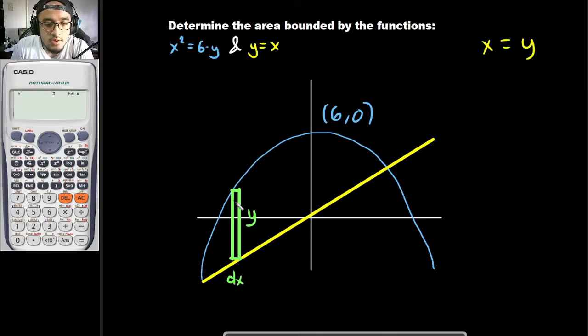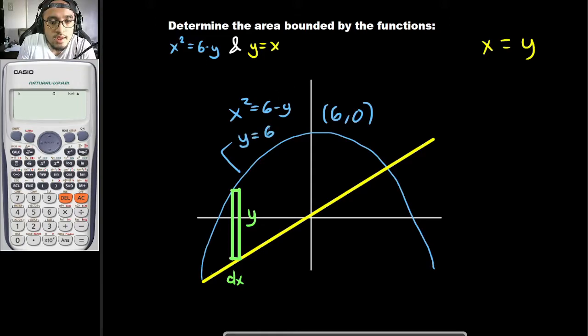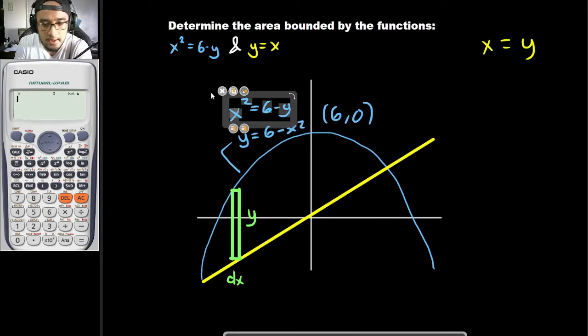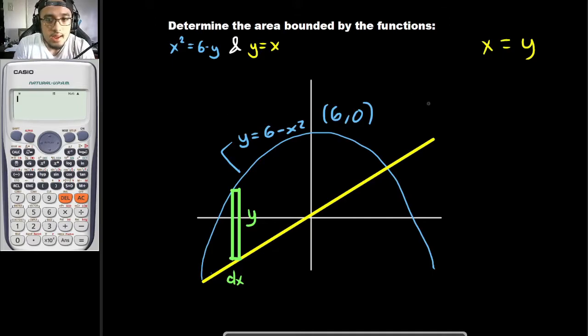If this is to be your differential area, by the way, guys, this value right here is to be equal to x squared is equal to 6 minus y, and if we would be transposing it, this is now to be equal to y is equal to 6 minus x squared. So I will just be erasing this part right here at the top. And this line right here is y is equal to x.